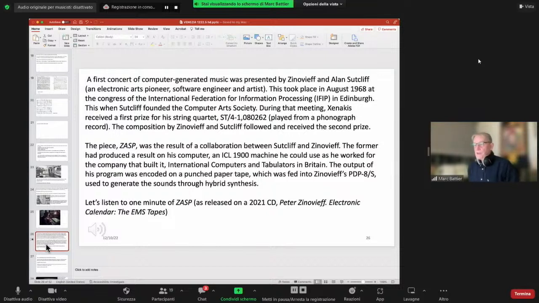The piece, called ZASP, was the result of a collaboration between Sutcliffe and Zinoviev. The former had produced a result on his computer, an ICL, that's a British machine, ICL 1900, which he could use in this company where he worked. And the output of the program was encoded on punched paper, which was fed into the PDP-8S, which was controlling by hybrid synthesis the oscillators. So this is an excerpt from that piece.